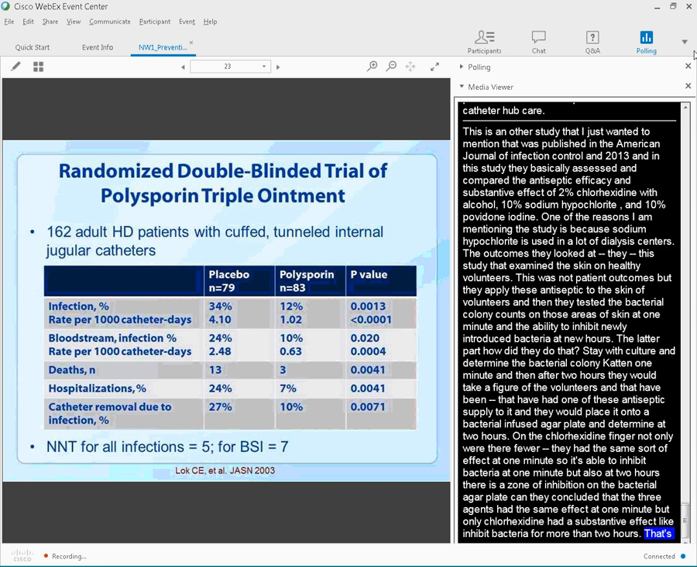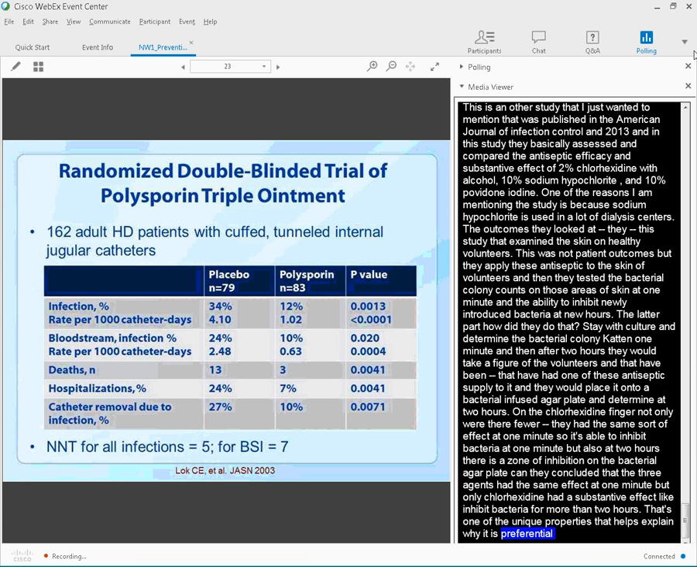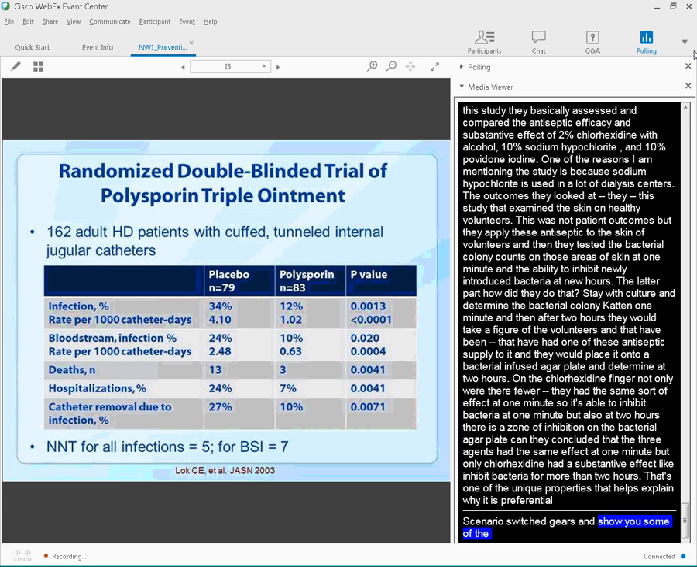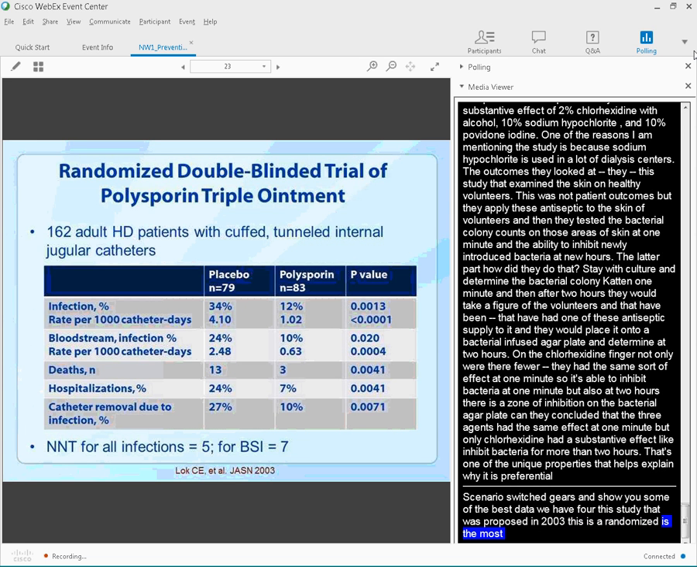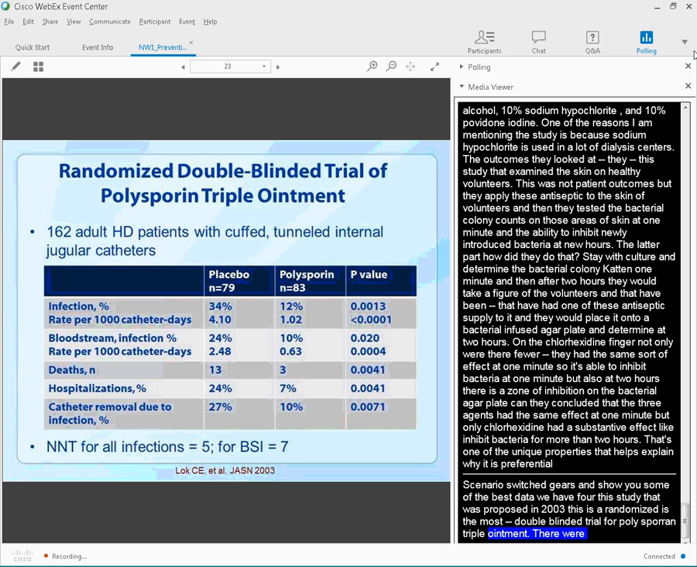Okay, so now I'm going to switch gears and show you some of the best data that we have supporting use of antimicrobial ointment at the catheter exit site. This was a really well-done study that was published in JASN in 2003. This was a randomized, double-blinded trial of polysporin triple ointment. It was specifically in hemodialysis patients, so there were 162 adult HD patients with cuffed tunneled internal jugular catheters, and you can see the outcomes are summarized in this table.